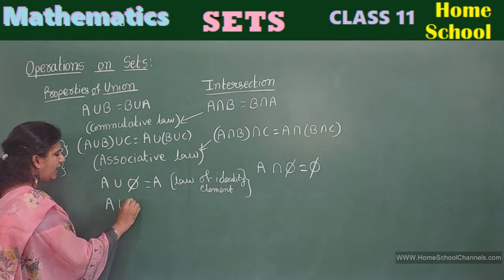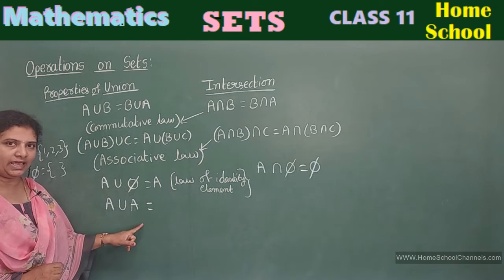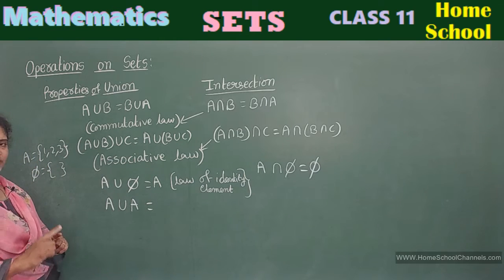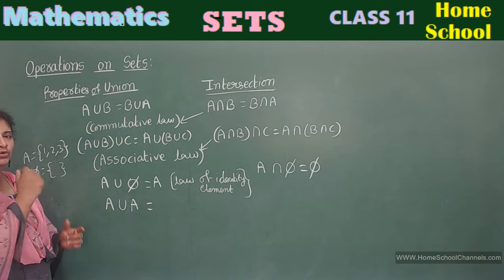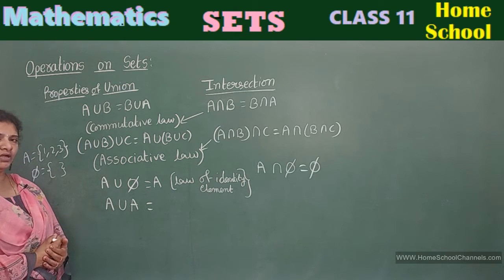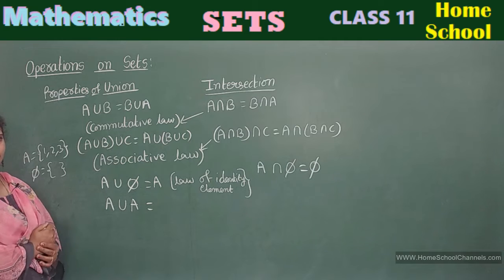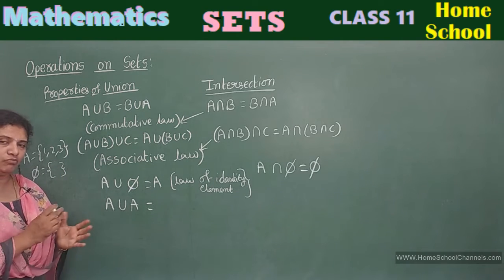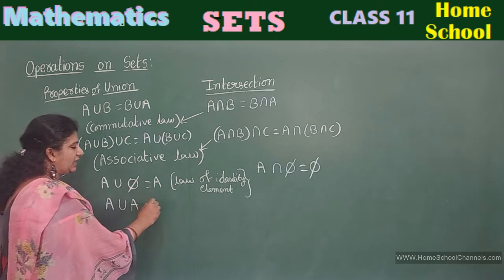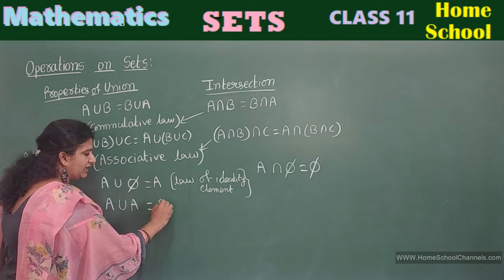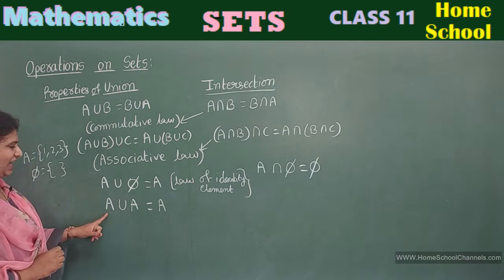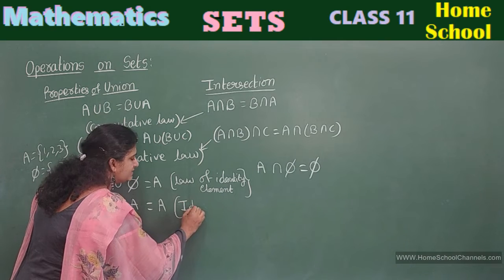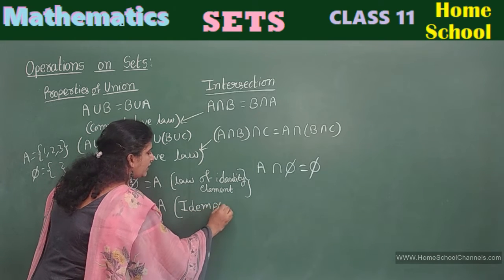A union A. Suppose you take the same set again and do the union. Union means write the two sets combined: 1, 2, 3, 1, 2, 3. The same elements are repeated in both sets, so write them one time. That 1, 2, 3 is nothing but the A set again. A union A is equal to A. This is called idempotent law.